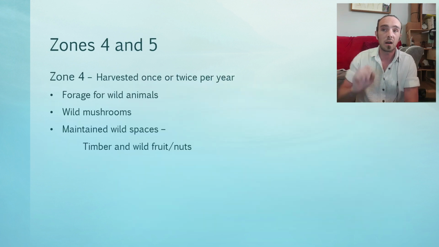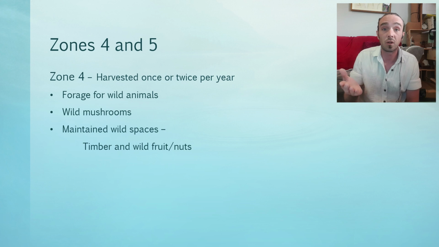So zone 4 is harvested once or twice a year. This is a place where we step in very gently and we can harvest some stuff. So it tends to be forage for wild animals, wild mushrooms, and maintained wild spaces. In that, what I'm talking about is timber trees, which obviously you would only harvest once every 20 or 30 years, and wild fruit and nuts. So things like fodder. These are things for wild animals to eat that we can also eat.